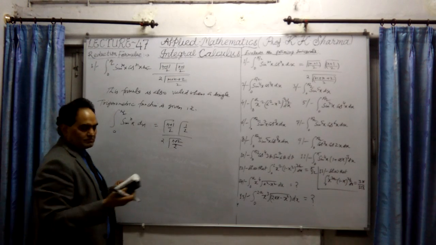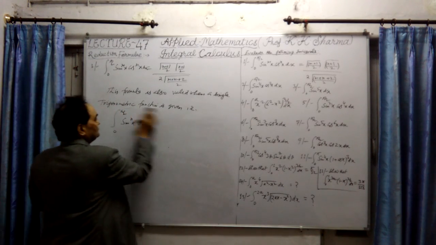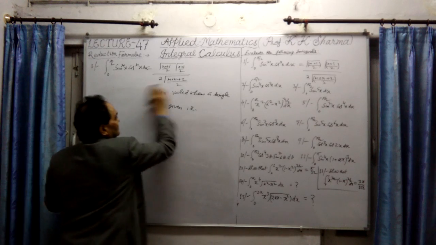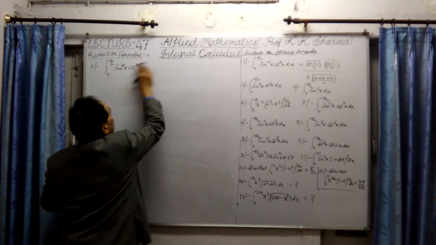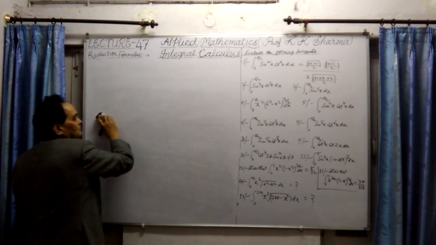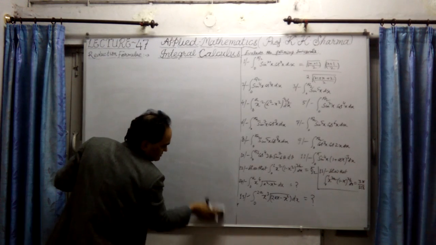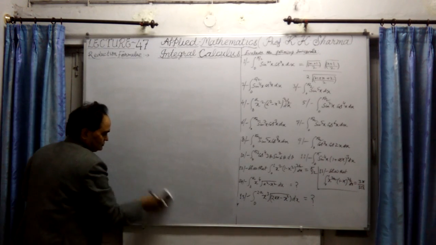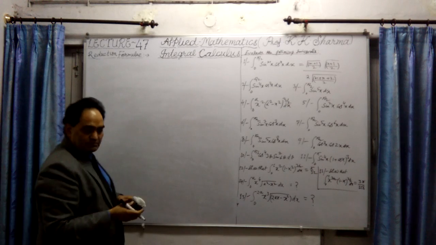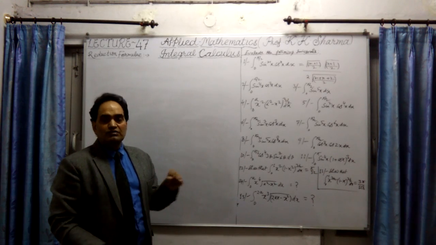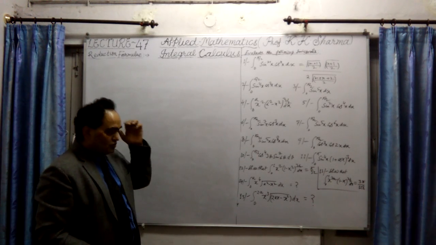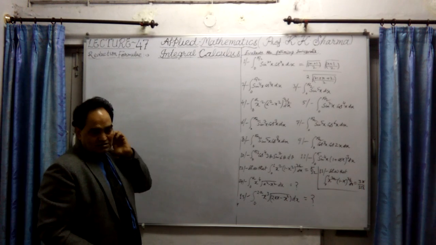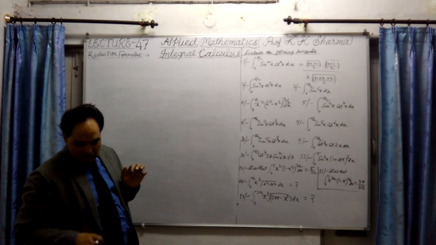Okay, so now let me take questions one by one. This is what we have proved, that for all four cases this formula is valid. This gamma expression for definite integrals can be applied only when the limits are 0 to pi by 2.